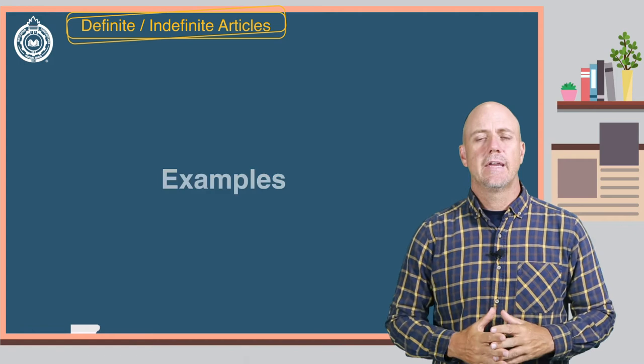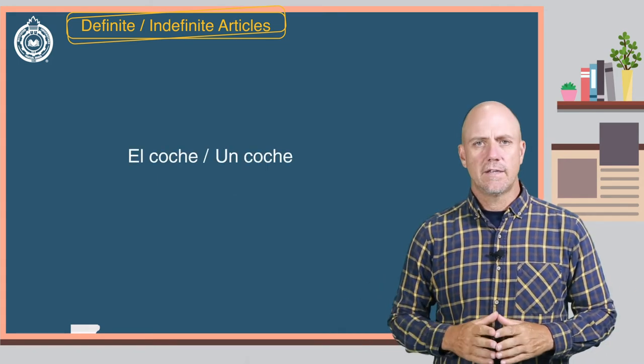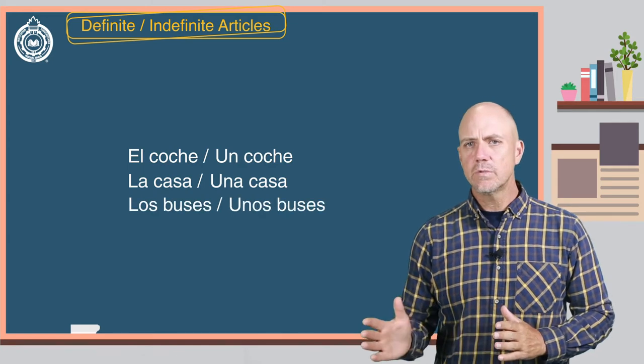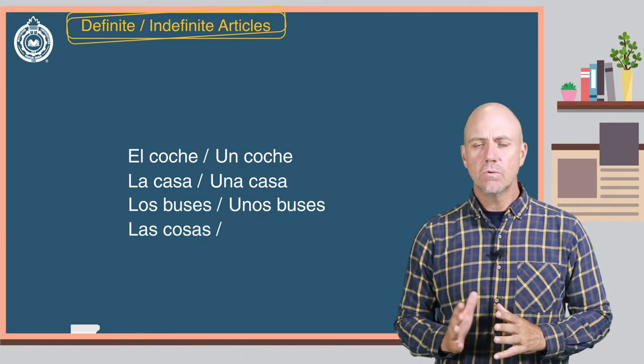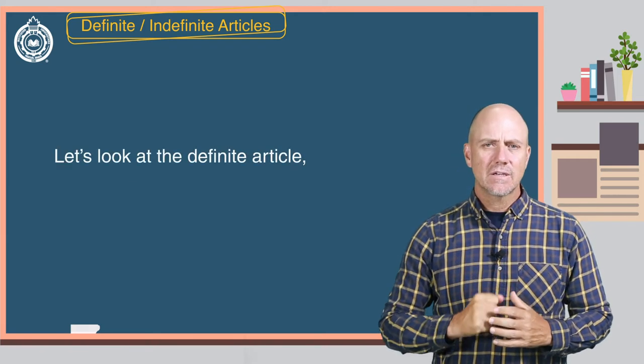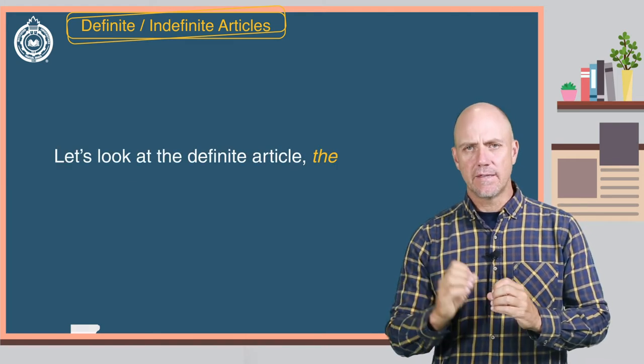Here are some examples. El coche, un coche. La casa, una casa. Los buses, unos buses. Las cosas, unas cosas. Okay, let's look at the definite article the.